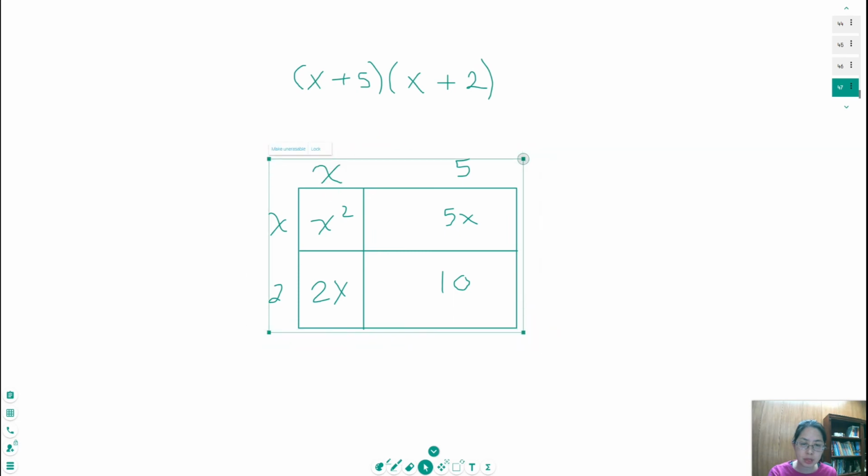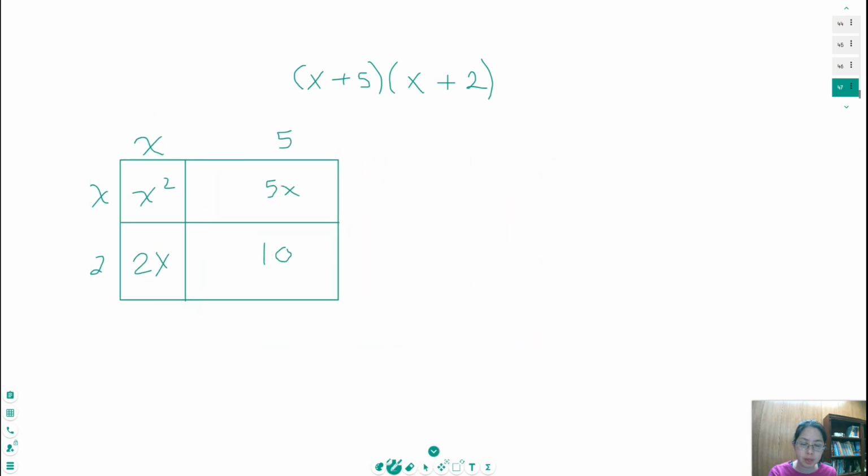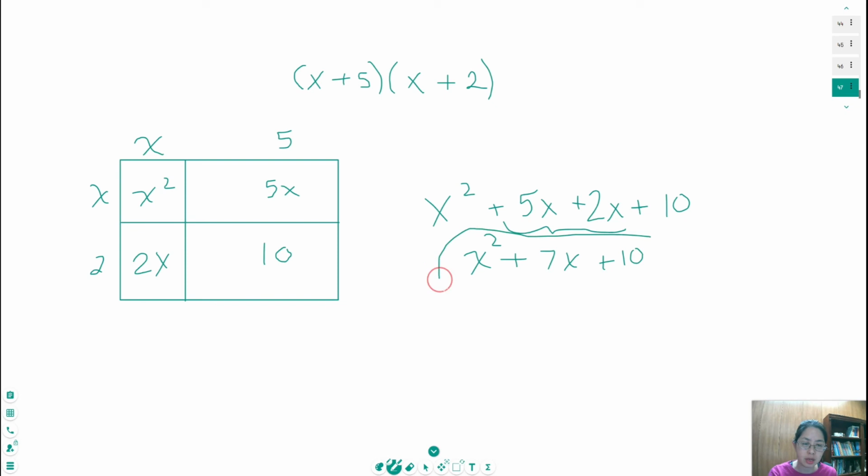And the last thing is we're going to go ahead and rewrite them. So take everything on the inside, and we have x squared plus 5x plus 2x plus 10. And the total right there is 5x and 2x. We know are like terms. That becomes 7x. Copy everything else down. And we have our simplified expression after we've multiplied x plus 5 times x plus 2.